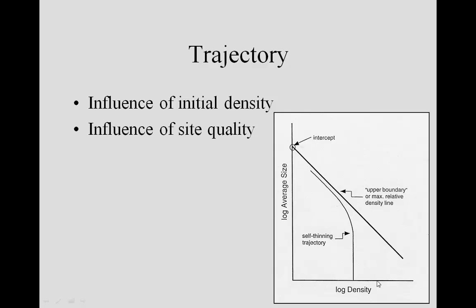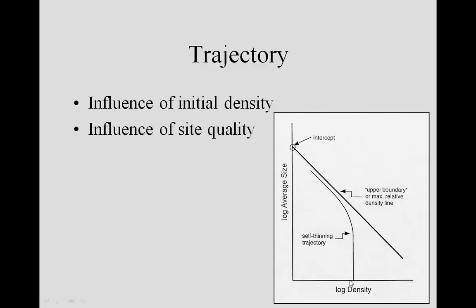Now, what if we had a stand where the initial density was substantially higher? You're going to see the same basic thing. It would move like that. With a much lower density, the trees would be much larger before they started to self-thin, but you'd see the same sort of trajectory.